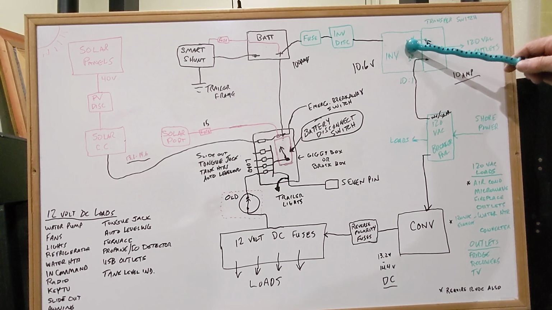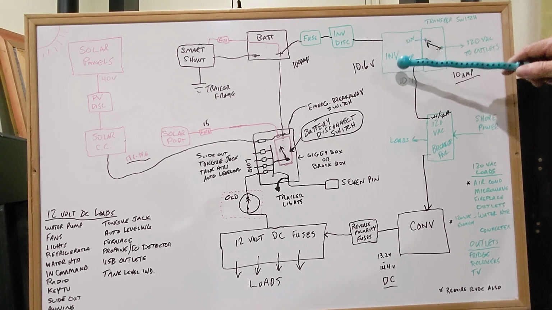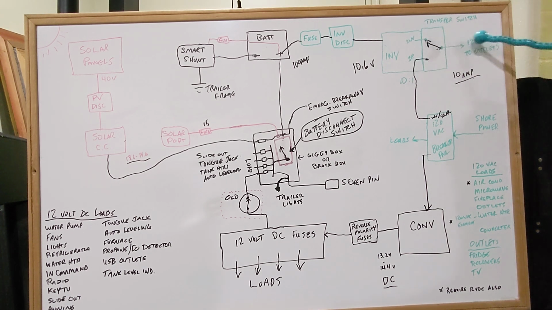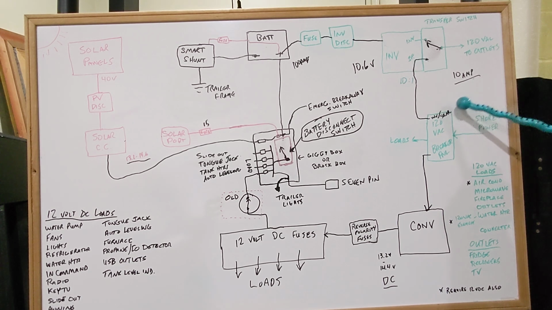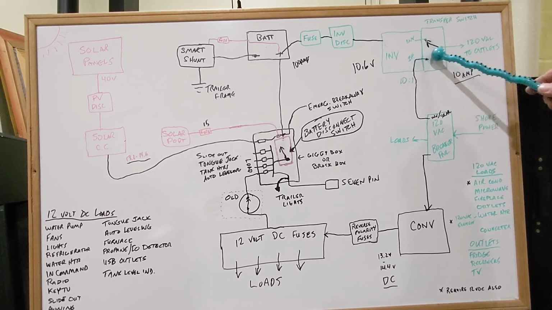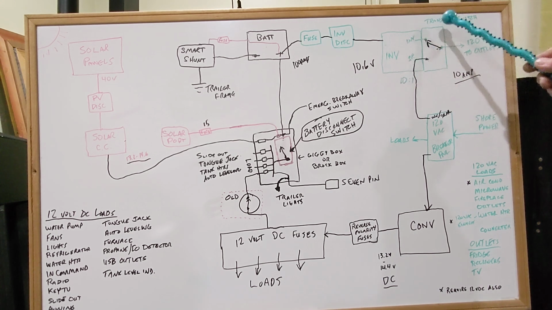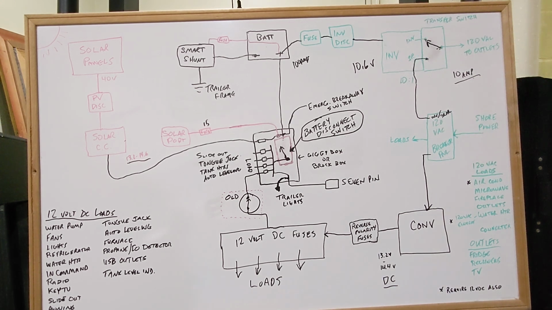So only when you're off grid with the inverter turned on will that transfer switch flop over and let the inverter supply power. When you're on shore power, it's supplied from shore power, passes right through. The inverter is not in play. It's not even in the circuits.